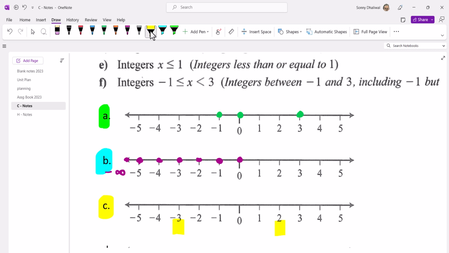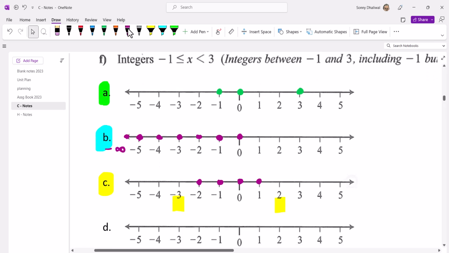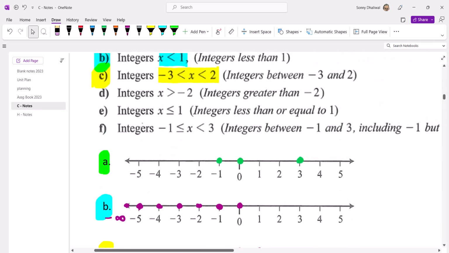So where do I put my dots? -2, -1, 0, and 1. Thank you guys. So here, -2, -1, 0, and 1, in between those two boundaries. All right? Not at -3 because we didn't have an equal sign. Right? All right. Going on to D.